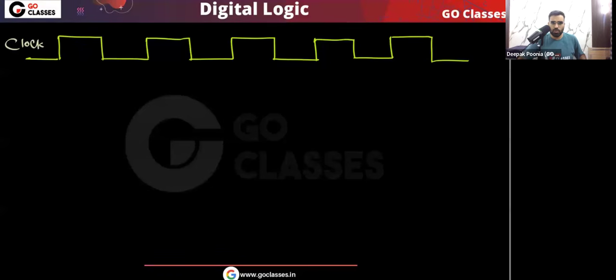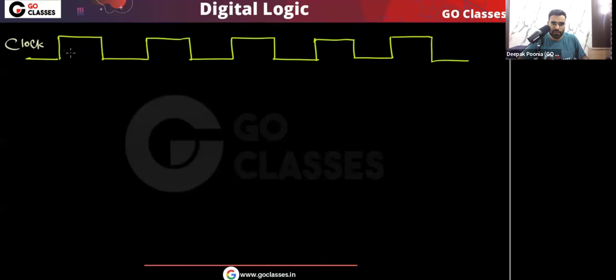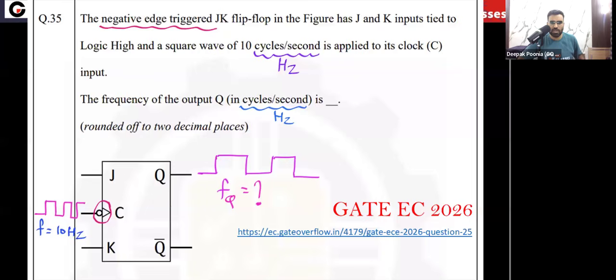Now you can see one thing, that this JK flip flop is negative edge triggered, correct? So what does that mean? It simply means that this JK flip flop will respond to the inputs only at the falling edges. Because the JK flip flop is negative edge triggered, at the falling edges of the clock, at the negative edges of the clock, the JK flip flop will respond to the inputs.